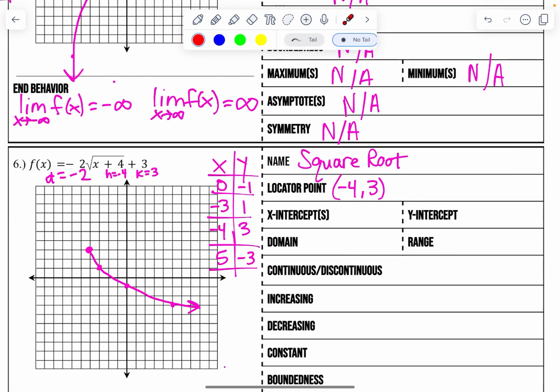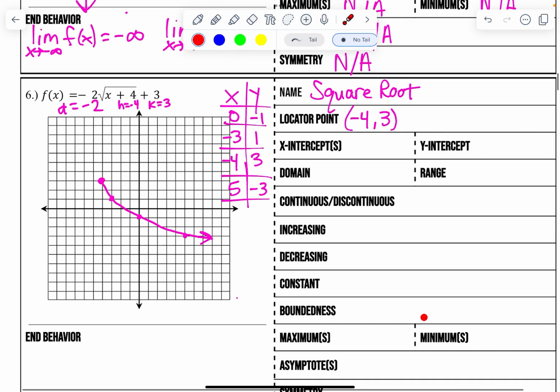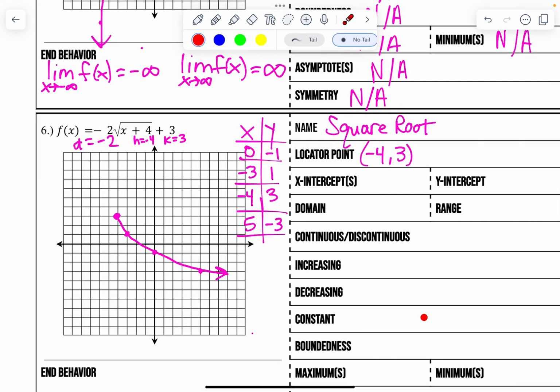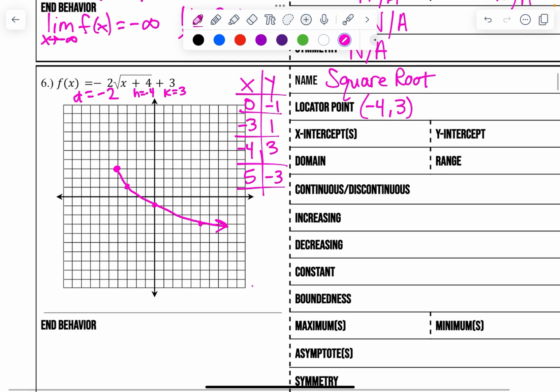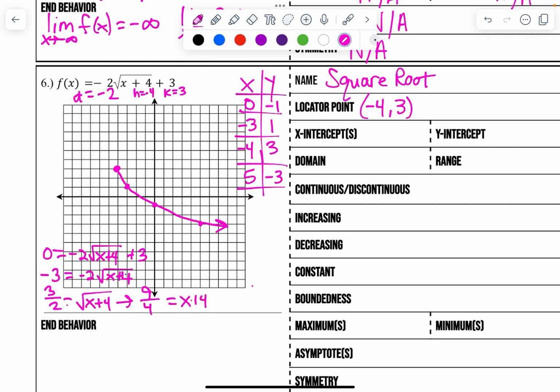X-intercept, again, we can see it crossing the x-axis, but it doesn't appear to be a whole value, so we need to solve for it. To find an x-intercept, we're always replacing the f of x or the y with 0, and then using our algebra skills to solve for x. So I subtract the 3 over, divide by the -2, and then we'll square both sides to cancel out the square root. So we'll have 9/4 equals x plus 4. Well, we'd need a common denominator, so 4 is really 16 over 4.